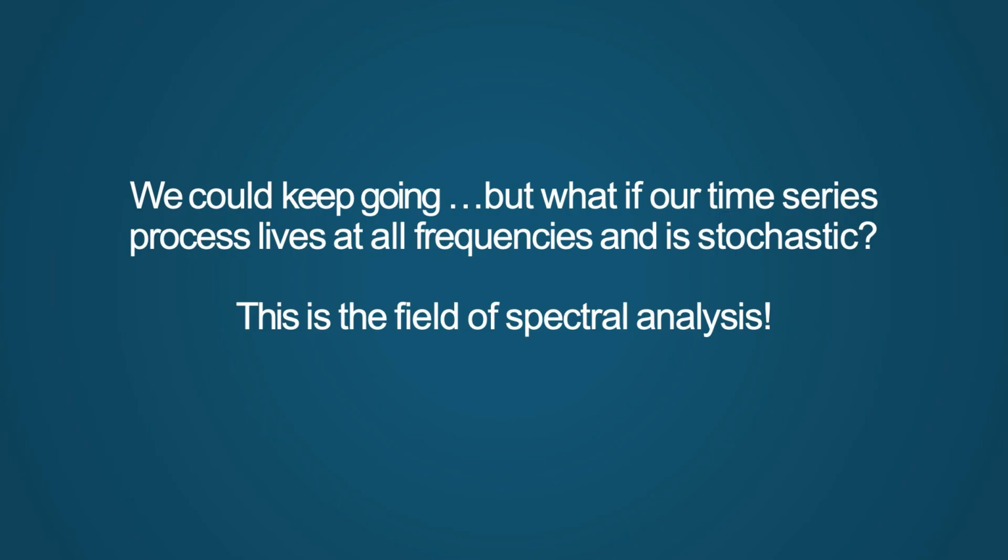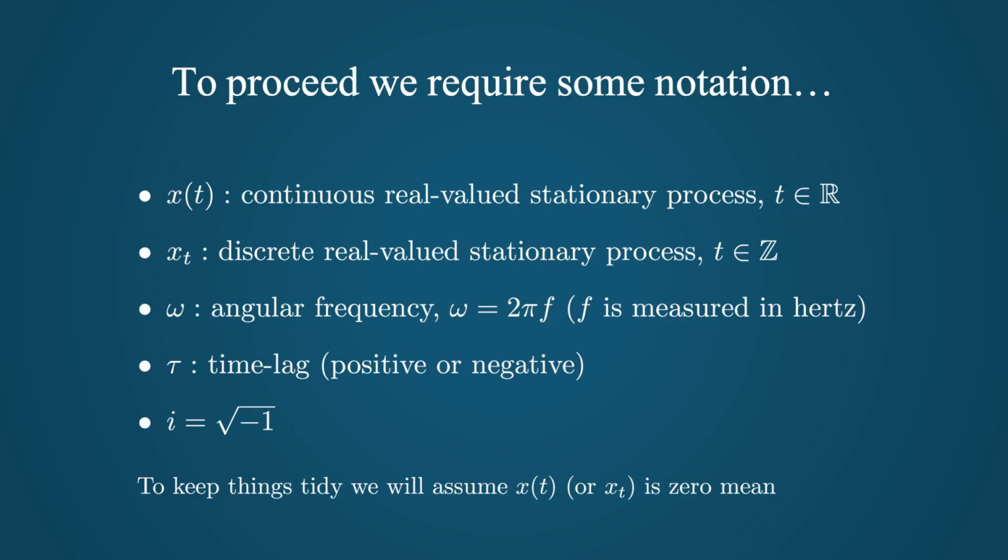Now we could keep going and add more and more sine curves. But what if our time series has power at all frequencies? In some sense, by that I mean the amplitudes and the phases may be drawn from some distribution. Take the probabilistic view on that power spectrum. Now, I am going to give you a little bit of maths, just some notation. It's not too much.